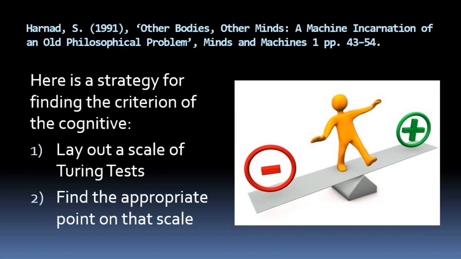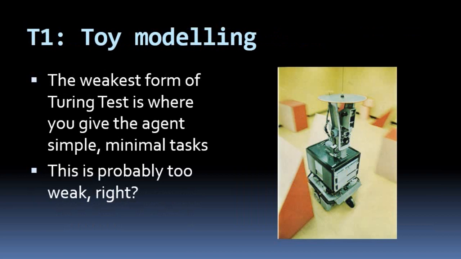So we should consider a bunch of different ones and then just find in that scale where the best one is. So okay, let's do it. He's got T1 to T4 or 5. So here's T1, here's the easiest one.